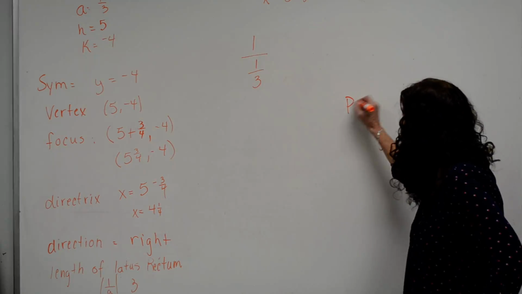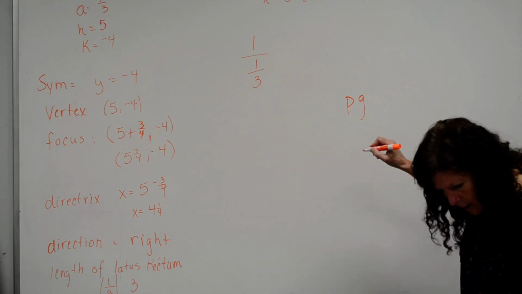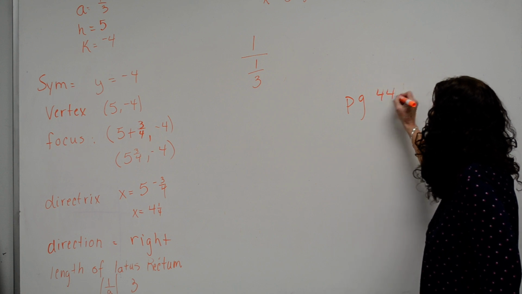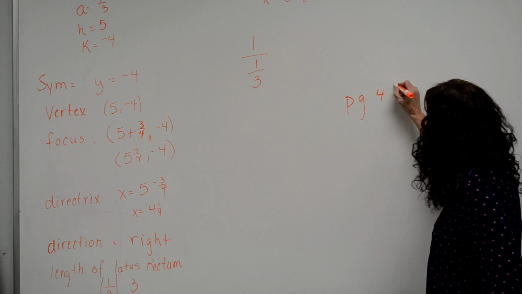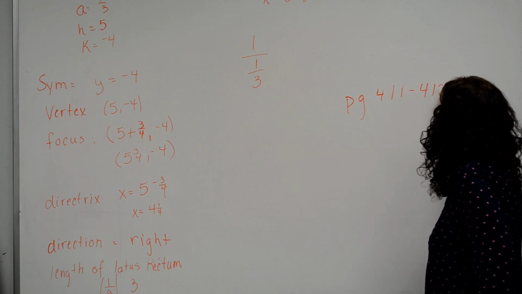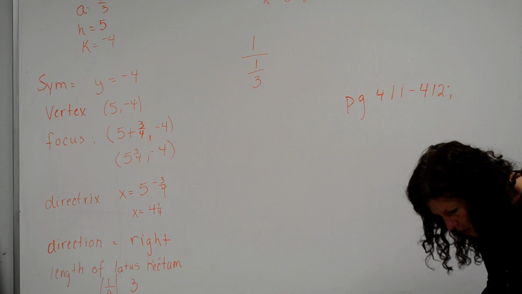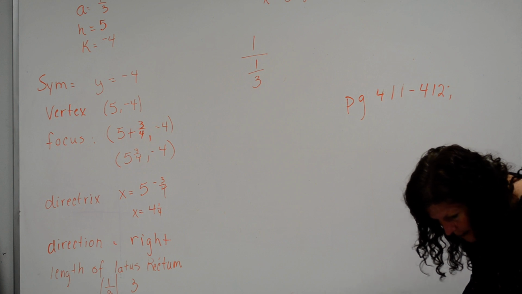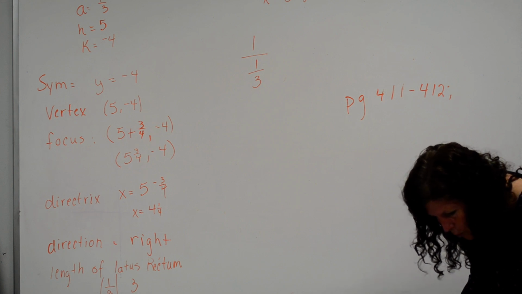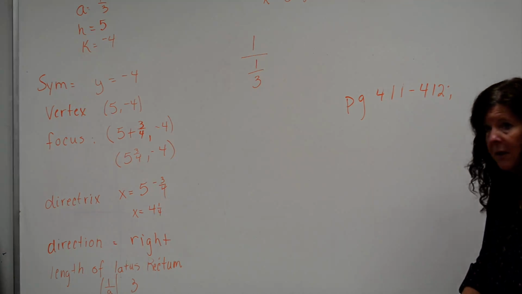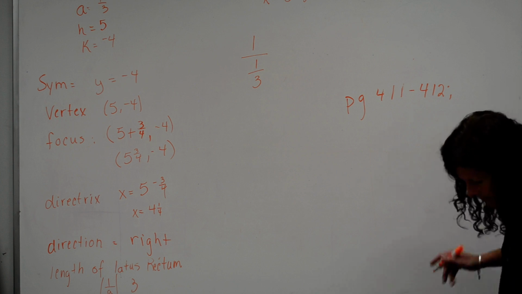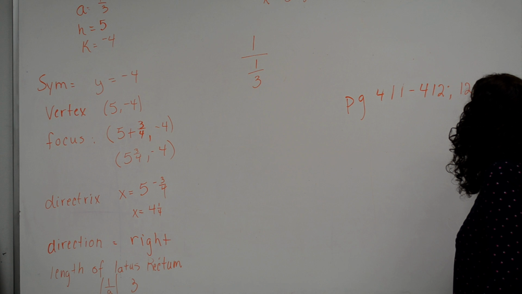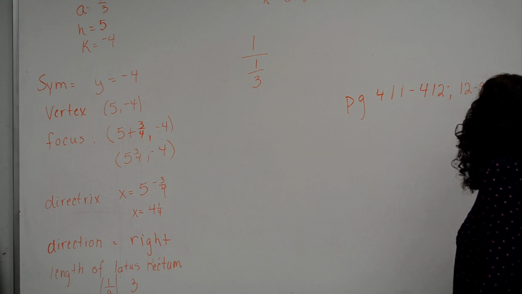All right, on page 441, oh no, 411, I'm sorry. Got you farther in the book than when you were. Okay, 411 to 412. I want you to do, and this is all midpoint and distance, just make sure you read the instructions. Some of it is kind of working backwards. They give you the midpoint, they give you one endpoint, you gotta find the other one. So, 12 through 32 even.